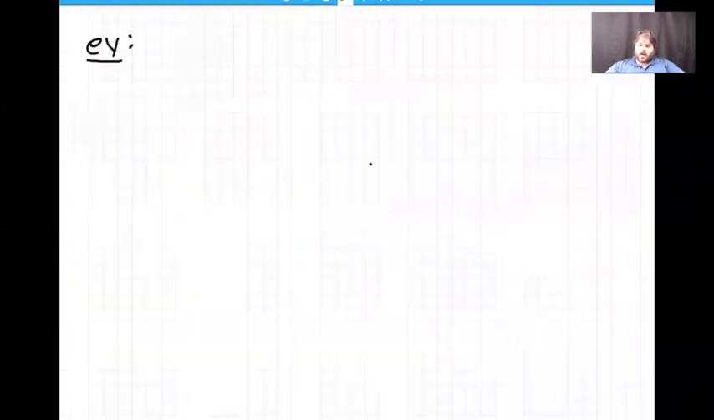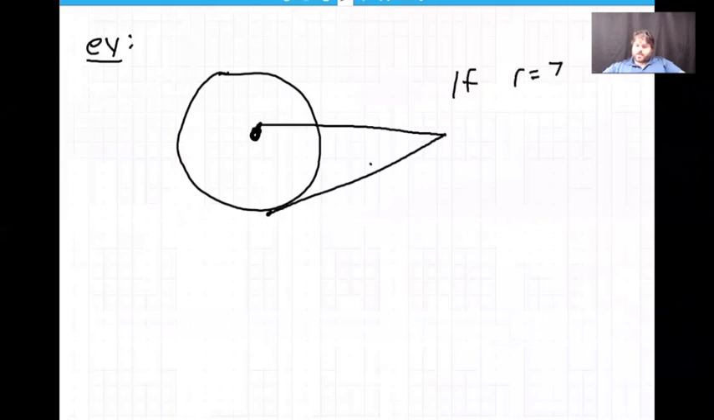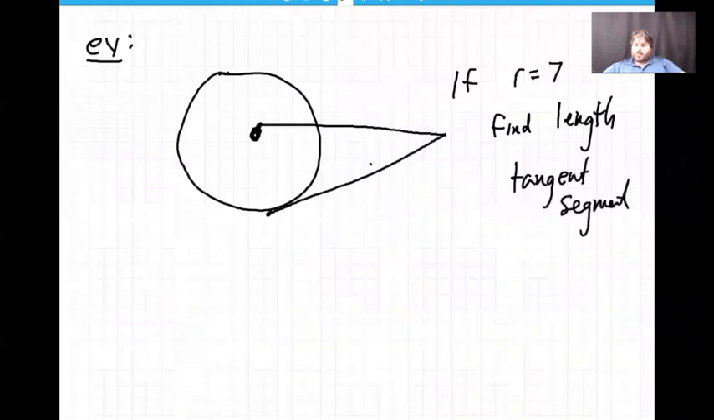Okay, so let's say we've got a circle, and we've got this tangent line here that intersects this line between the center of the circle. Okay, so if the radius equals 7, find the length of the tangent segment. First of all, this radius here intersects at a 90-degree angle. And if this radius is 7, that means this radius is 7, right? All radiuses are the same length.